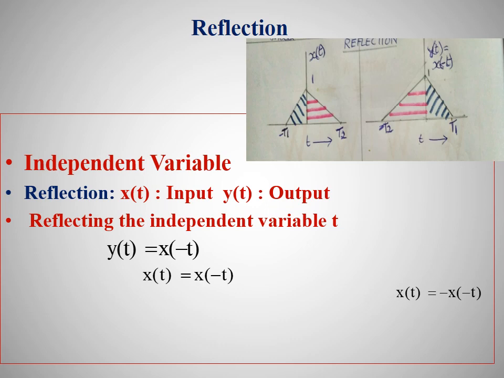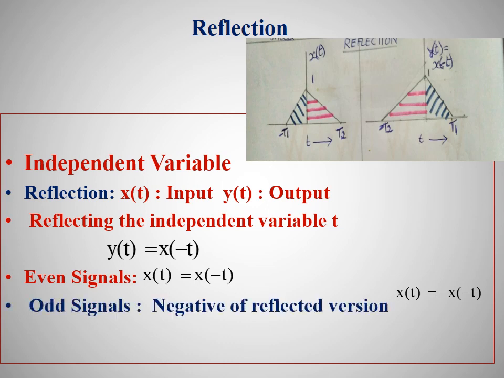Reflection is just about the time axis. So what exists between 0 to t2 is now shifted to 0 to minus t2, and what existed between 0 to minus t1 now becomes 0 to plus t1. This is quite evident from its definition. y of t is equal to x of minus t. When reflection is applied to even signals, there is no change because x of t is going to be equal to x of minus t.